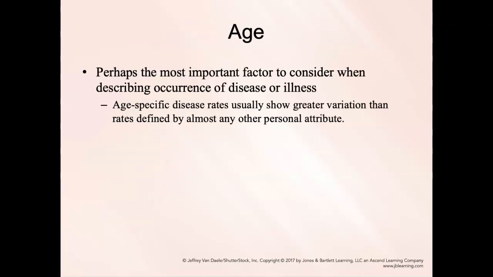Age is one of the most important person variables that we typically collect information on for epidemiological studies, especially when we're describing the occurrence of a disease or a health condition. This is because age-specific disease rates show a large degree of variation, more than rates defined by really any other person variable. So, for example, we tend to see large variation in terms of the burden of cancer. Cancer tends to affect people who are older much more often than people who are younger.